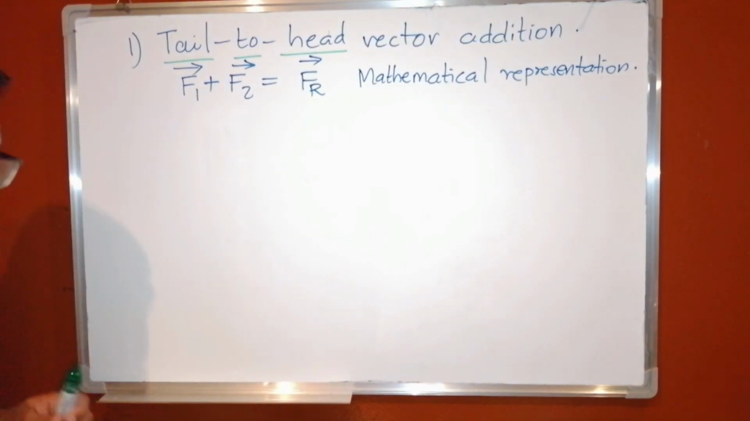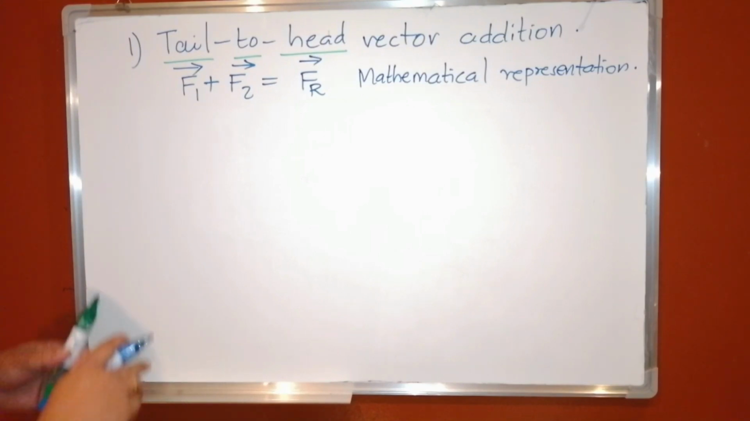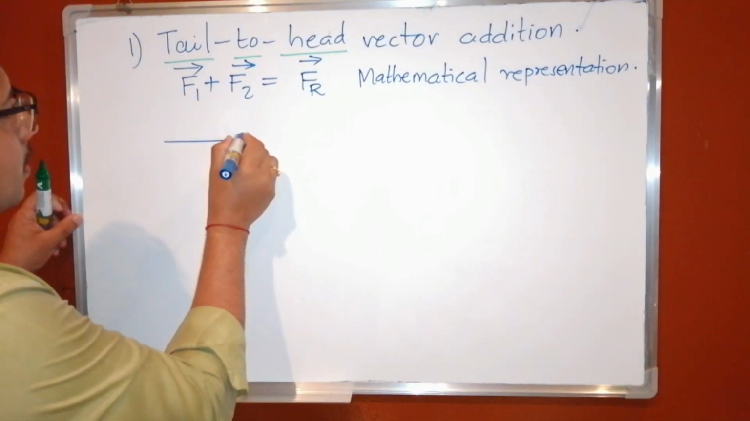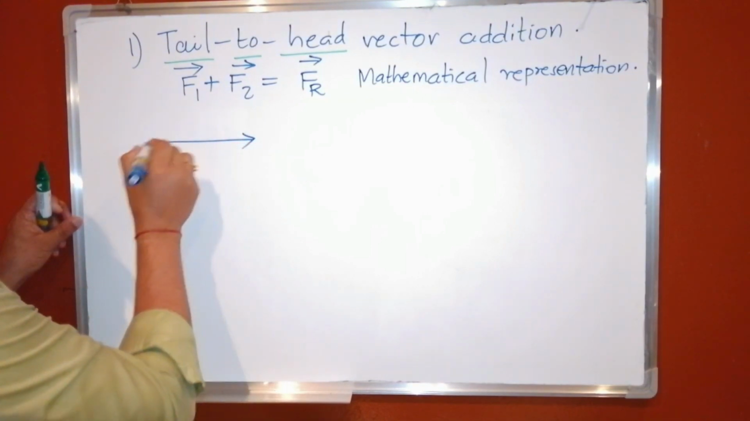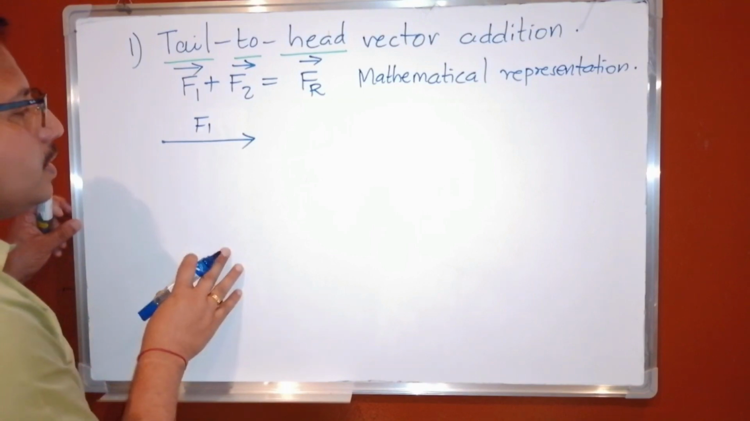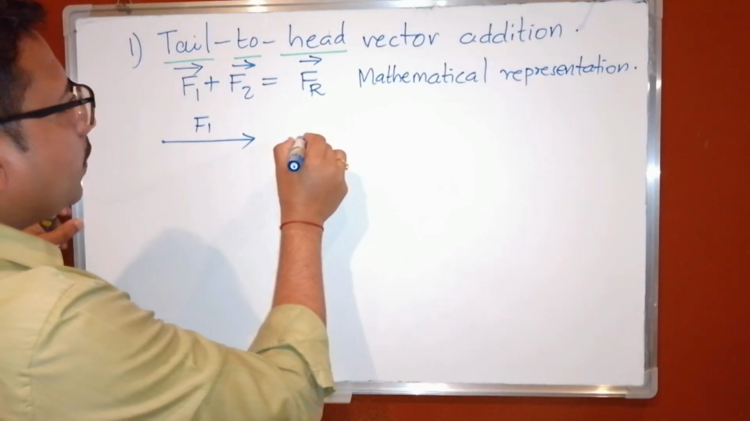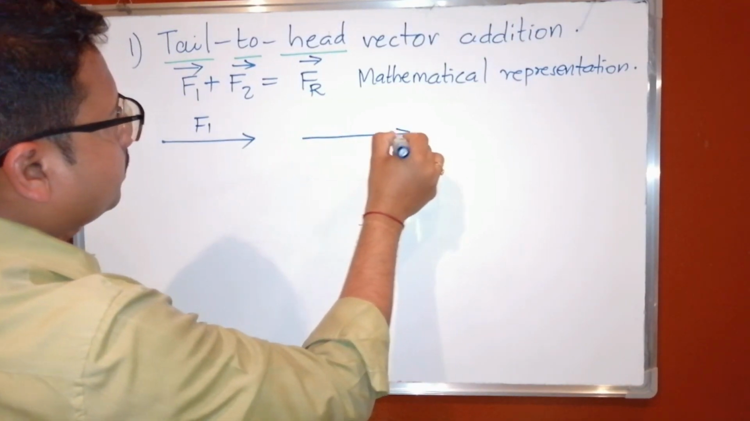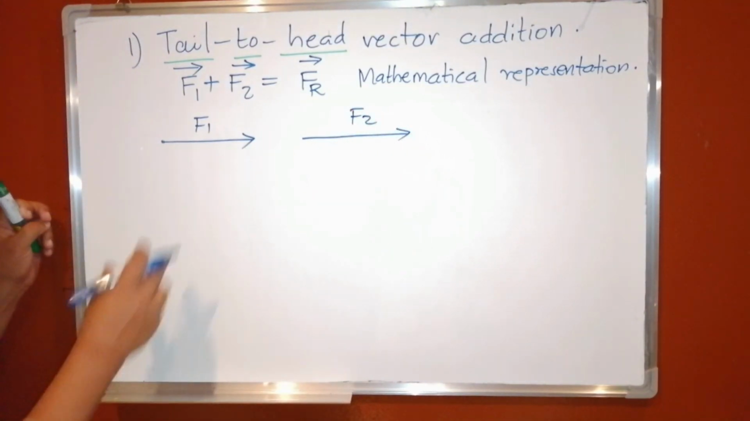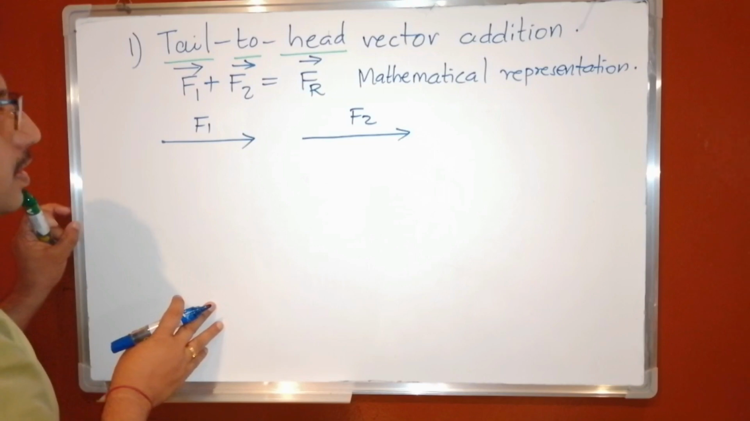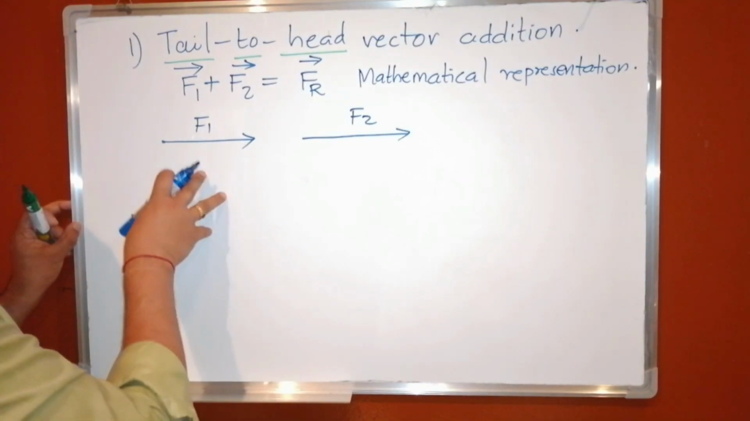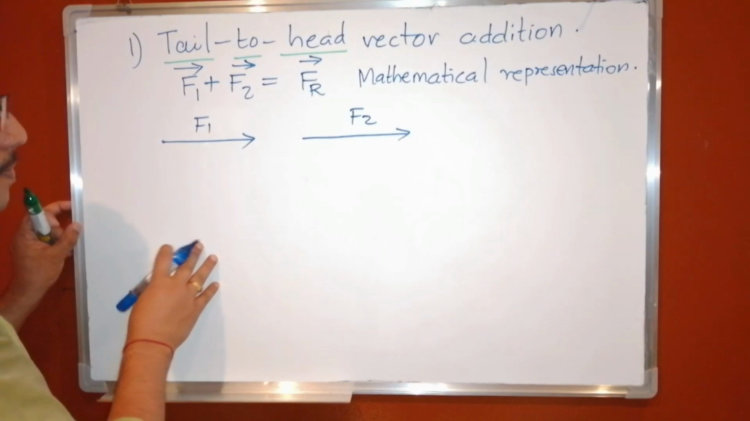So now I'm going to draw a vector. This vector shows F1. It's a vector which is towards east. Another vector, F2, is also heading towards east. Both vectors have the same direction. Let's see how you add these vectors by tail to head vector addition.